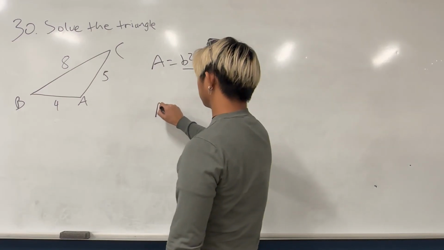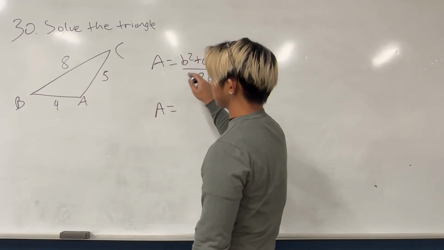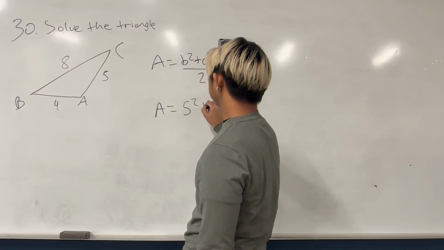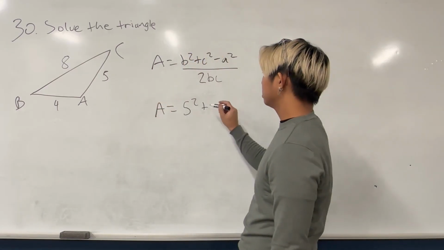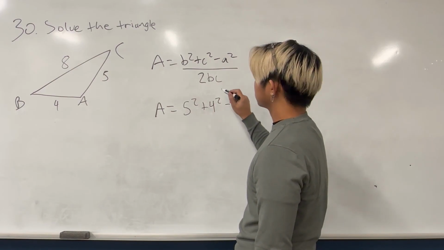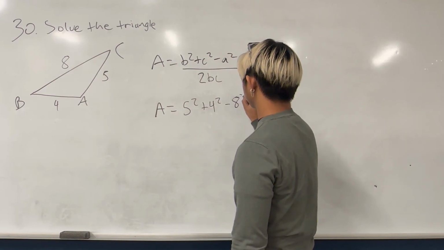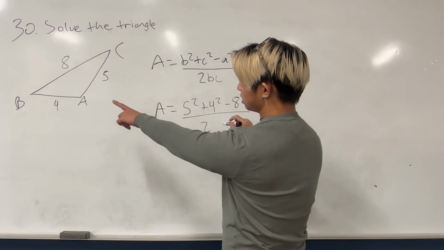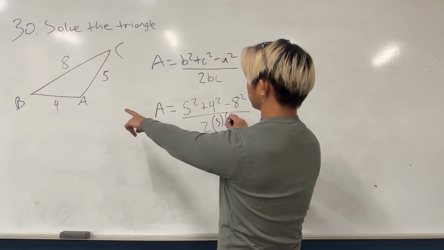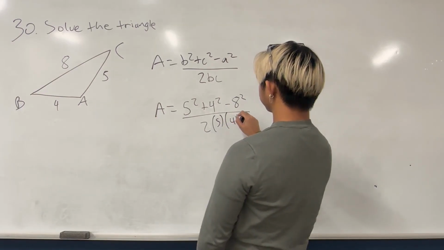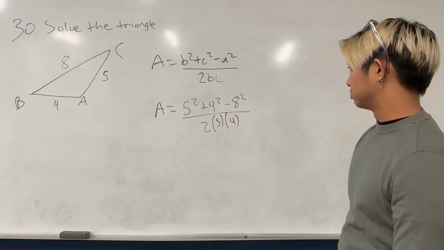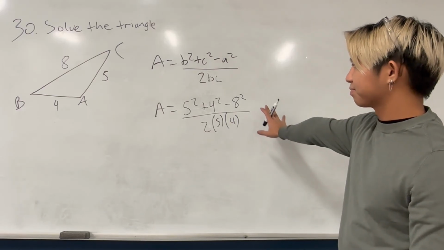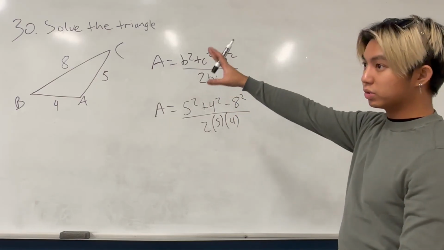So angle A is equal to b squared, so b is equal to 5, so 5 squared, plus c squared, c is 4, so 4 squared, minus a, which is 8, 8 squared, all over 2, b is 5, and then c is equal to 4. So something like that. I would just leave it like that, honestly. That's a lot of numbers. But yeah, we'll do the other sides though.